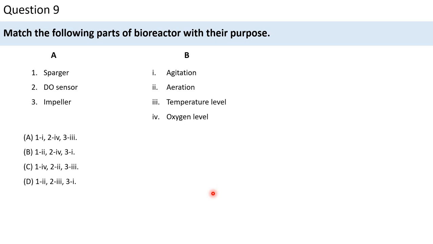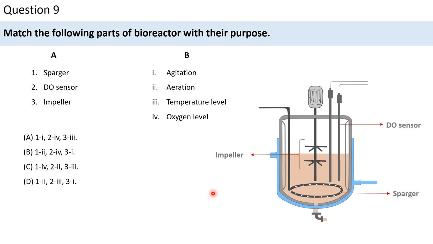So moving on to question 9, match the following parts of the bioreactor with their purpose. Sparger, DO sensor, and impeller, these three are given here. So we'll just look at the diagram of the stirred tank bioreactor.